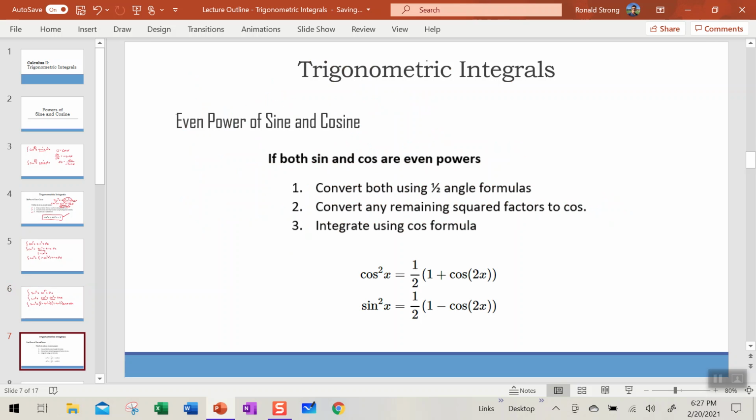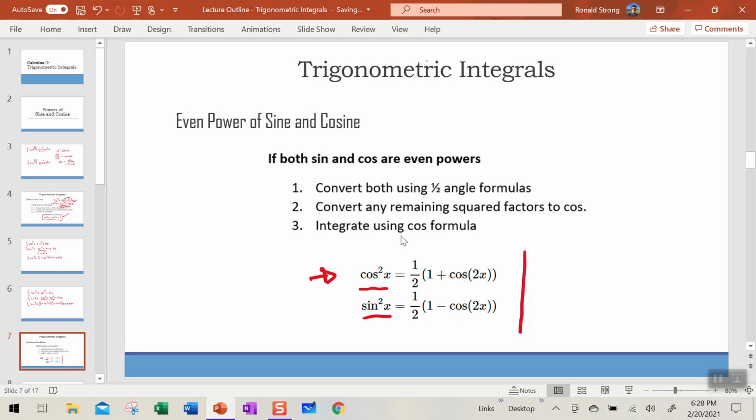If they're both even powers, then we have to use these identities that you also learned either in pre-calculus or trigonometry. We're going to be using these identities a lot. So the first thing we want to do is take the even powers of sine or cosine and convert them using this identity. If we had a cosine squared x, we would use this one. If we had a sine squared x, we would use that. Then we're going to convert any remaining squared factors to cosine, and then integrate using the cosine formula.